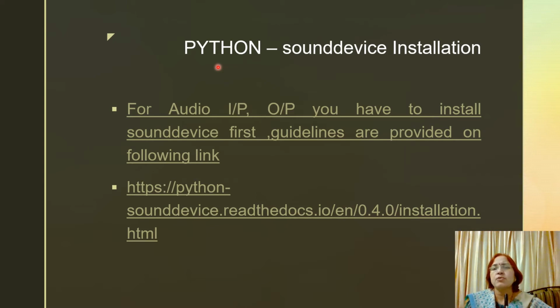Now, Python sound device installation. For audio input and output, you have to install sound device first. The guidelines for installing the sound device are provided on this link. So access this link, follow the procedure and install sound device. Otherwise, it will not be possible to input and output the audio signal.